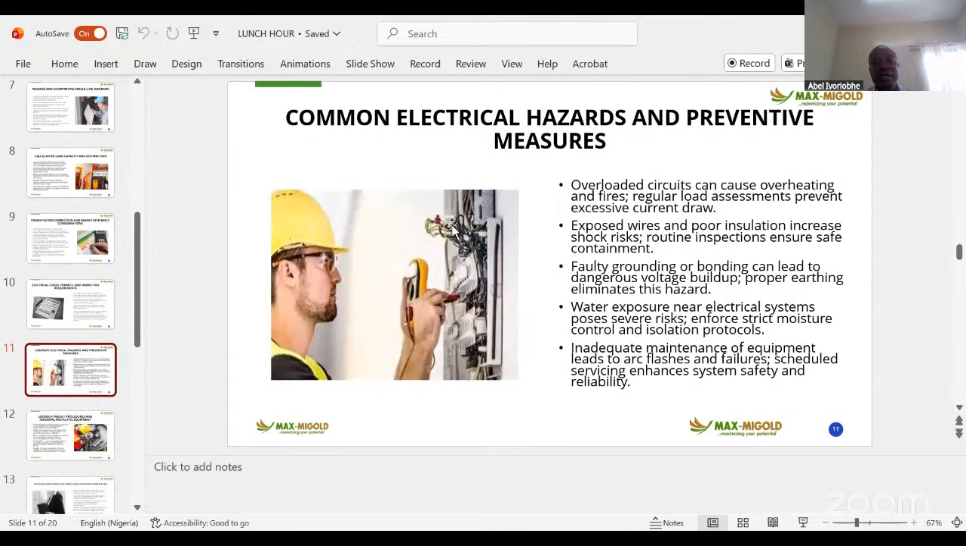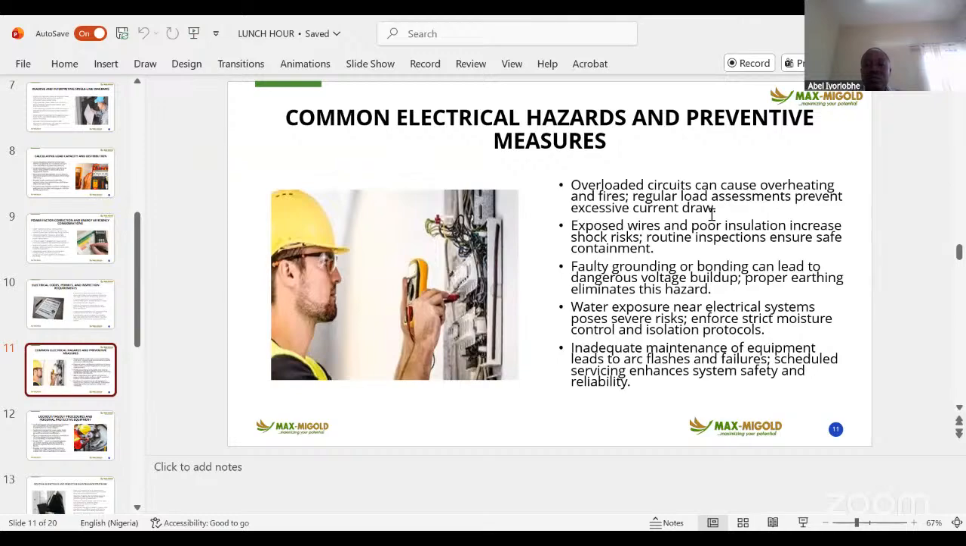All right, common electrical hazards and preventive measures. When you overload your system, it's because you don't follow electrical procedure. Overloaded circuits can cause overheating and fire.